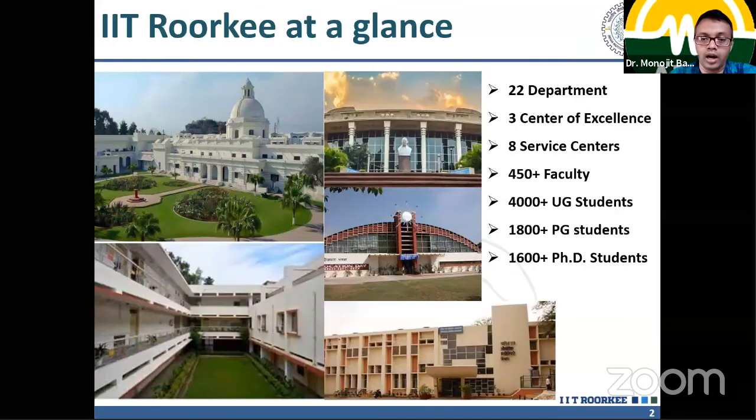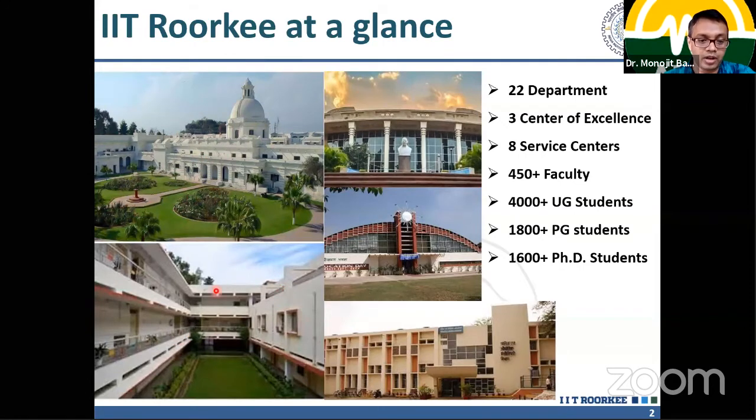So before going into my presentation, I just would like to introduce my institute. Currently, I am an assistant professor. So this is the administrative building of IIT Roorkee. Maybe I should use the laser pointer. It will be better now. So that's the administrative building. It's a very nice view.